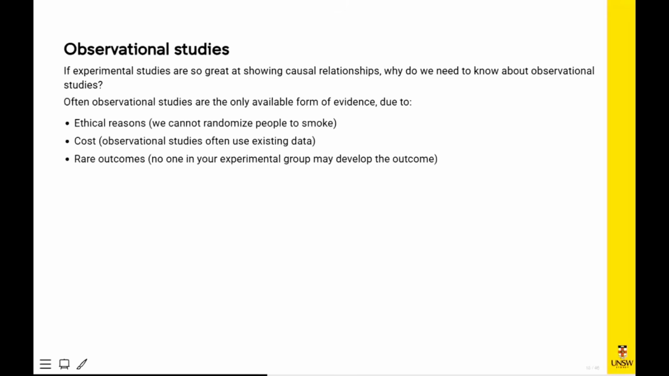Well, sometimes observational studies are the only way to get that sort of evidence. Due to ethical reasons, we can't take a group of people and randomize them to be smokers versus not smokers. We can't do that. It's unethical. Maybe an experiment would be really expensive, and we just do not have the money and the resources to run that type of study. And so the only way that we can get some idea of what might be going on is to use existing databases and do it that way.